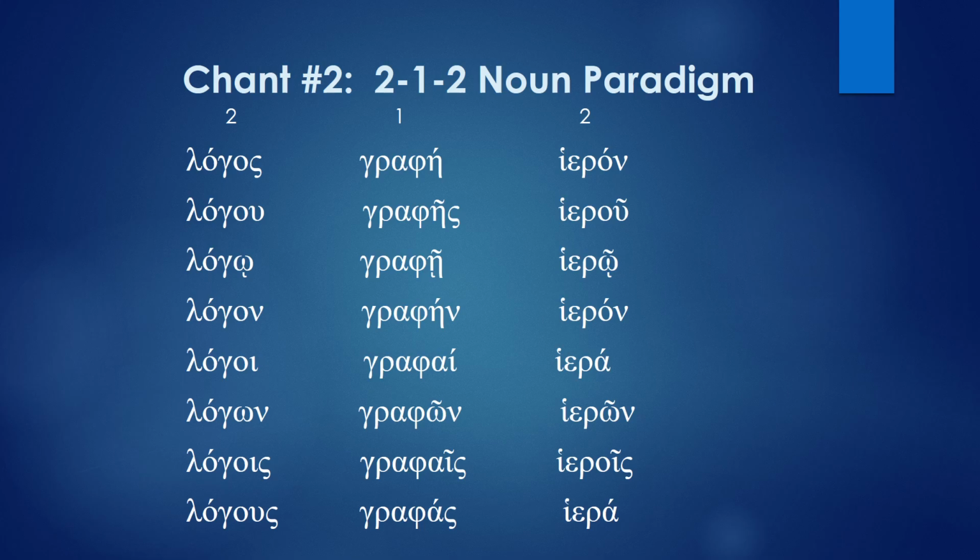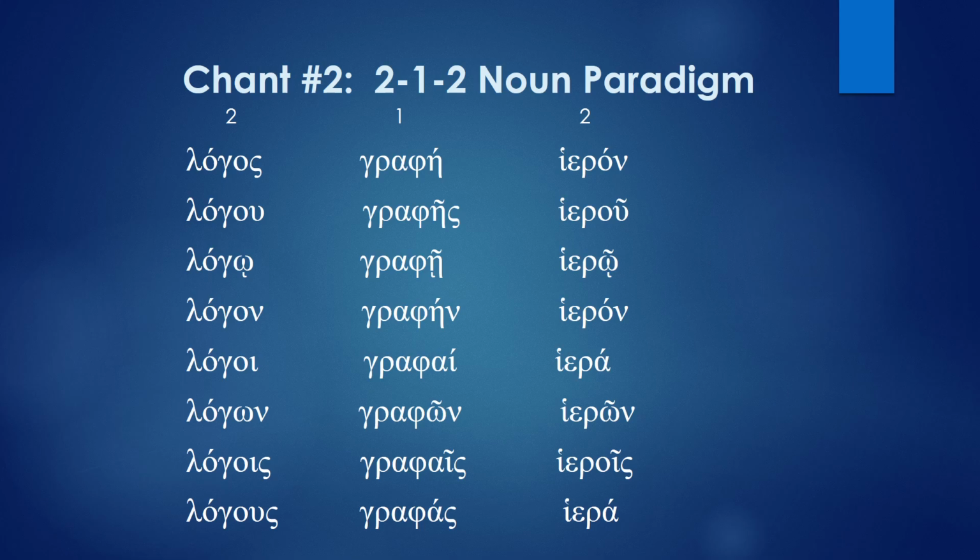Now back to the second declension, neuters. Hieron is the nominative singular when it's used as the subject of the sentence, temple. Hieru, genitive singular, of a temple. Hiero, the dative singular, could be either to, by, for, at, with a temple. Hieron, the accusative singular, when it's used as the object of the sentence.